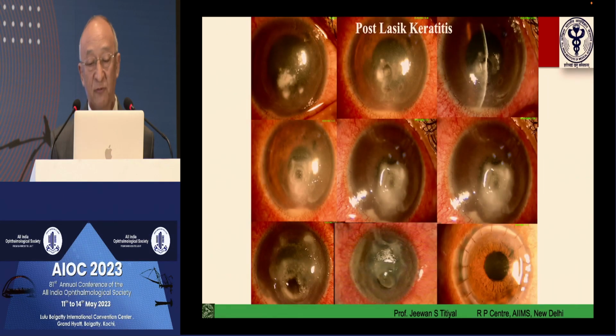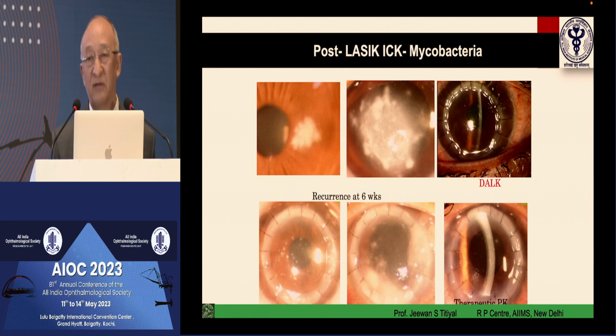These are some of our patients where we had a presentation of a small keratitis in the interface. It went to a flap melt and ultimately required a deep anterior lamellar keratoplasty. Sometimes doing a DALK in these patients is advisable. You can see this patient with fungal infection. We did a DALK and the patient did well for one month. Subsequently, recurrence happened, and ultimately we had to do the therapeutic graft also.